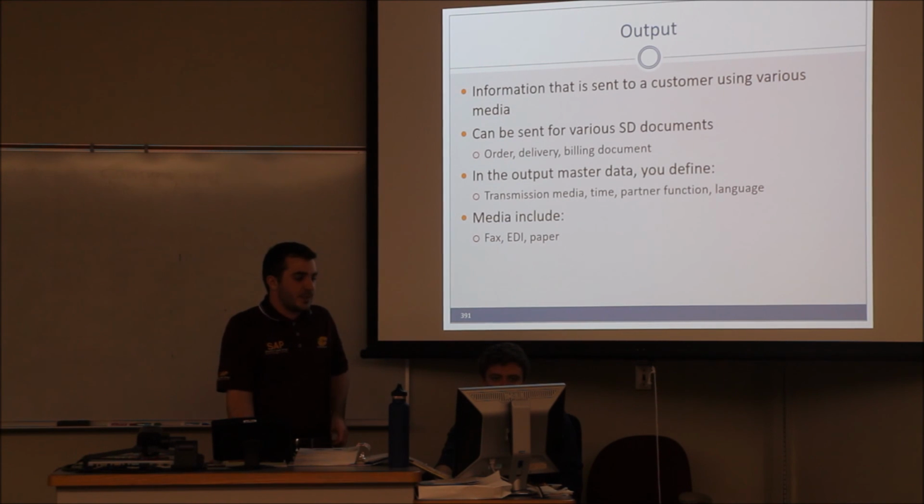Cool. Output. This is the information that is sent to the customer using various media. Information that is regarding the sales, such as invoices or other things like that. They can be sent through various sales and distribution documents, through an order, a delivery, a billing document, different notes such as that in transactions. And the media can include anything between a fax, electronic device input, or just a paper. Or if you watch Game of Thrones, like a pigeon or something.